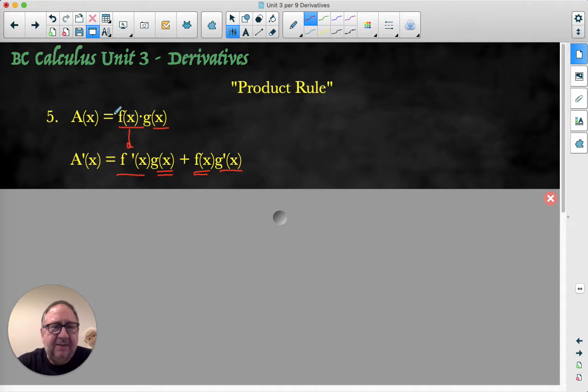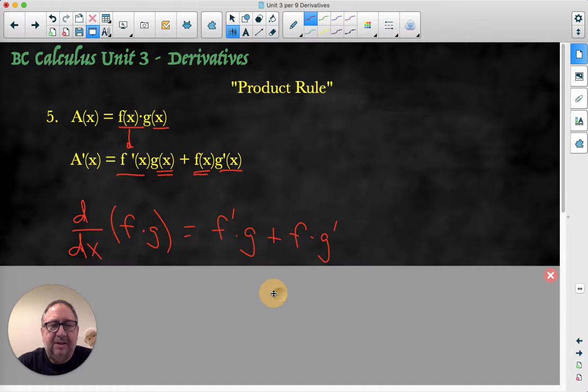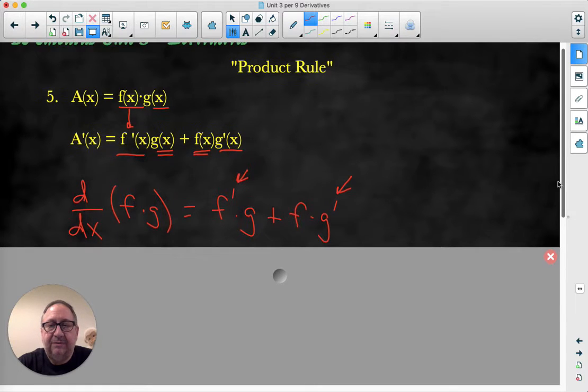And so what you can get a sense of here is that, like little siblings fighting to be in front of the monorail, everybody gets a turn to be the derivative. First f gets to be the derivative, g watches, then g gets to be the derivative, and f watches. In a simpler notation without all of the x's, the derivative with respect to x of f times g is f prime g plus f g prime. Again, everybody gets to be the derivative.